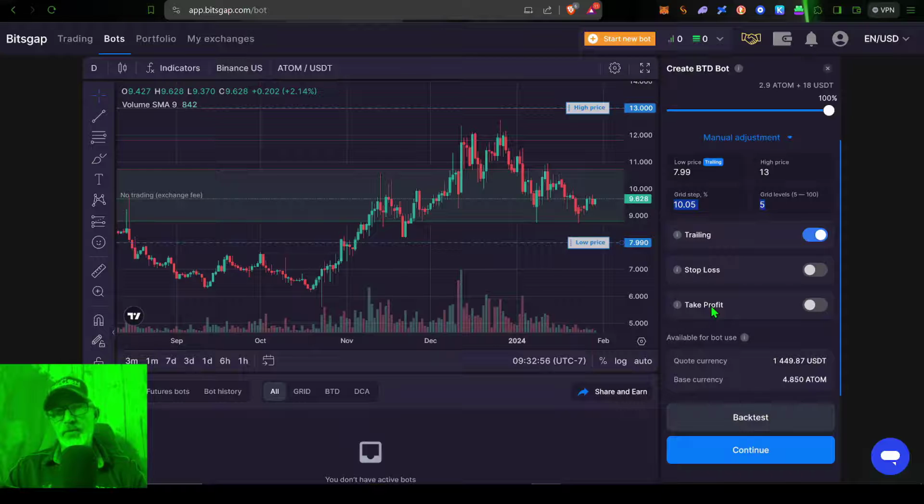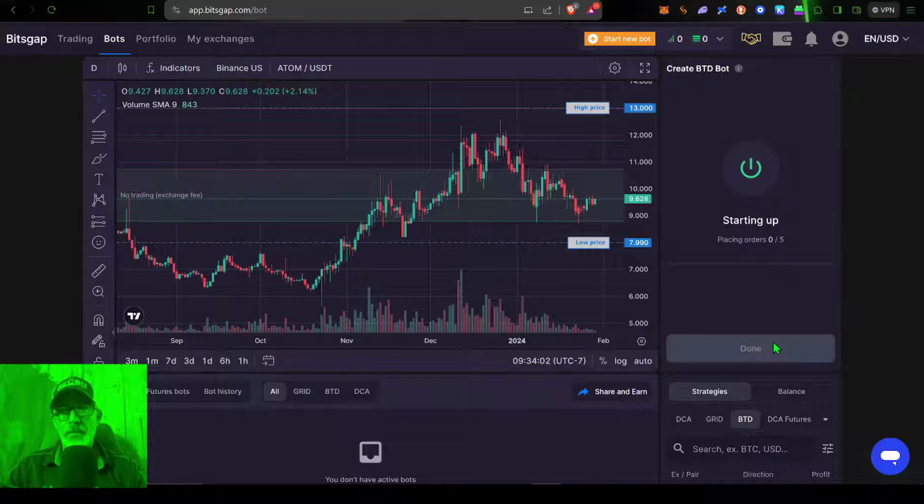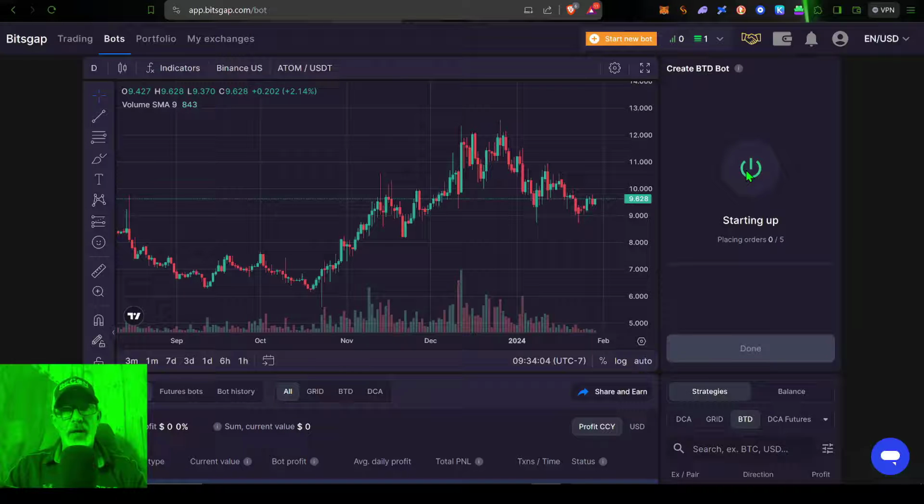Now, take profit. The bot's automatically going to take profit on any move up, so I'm not going to set the take profit level. And so this bot is configured and ready to deploy, so I can just click continue. Once I click continue, you'll get a preview of your bot. Once you're happy with those settings, you can click start bot. And the bot will start up.